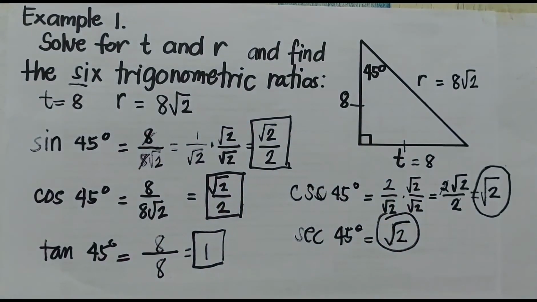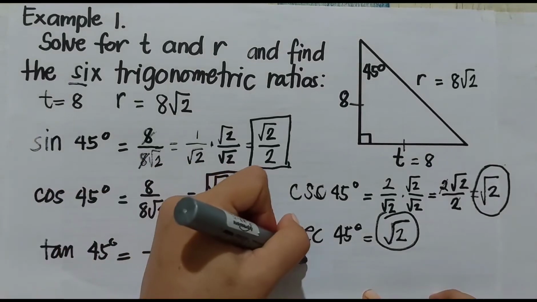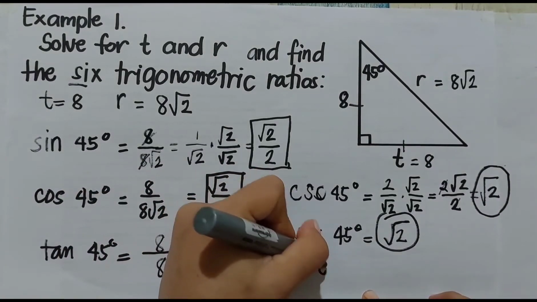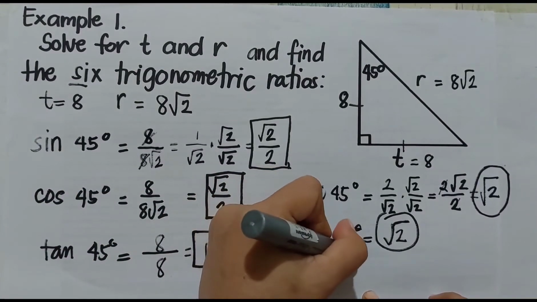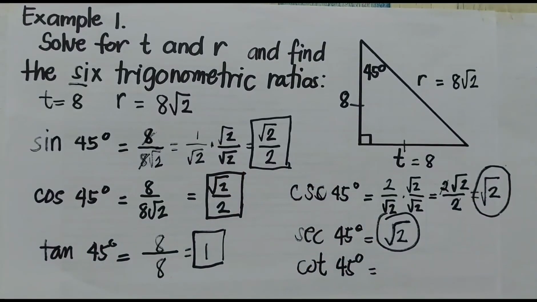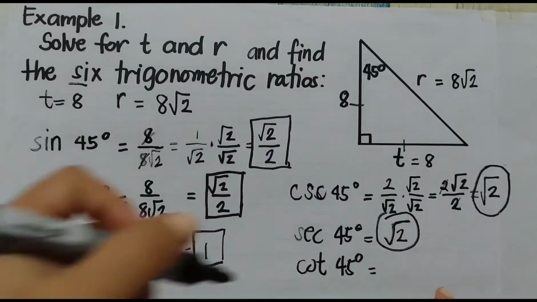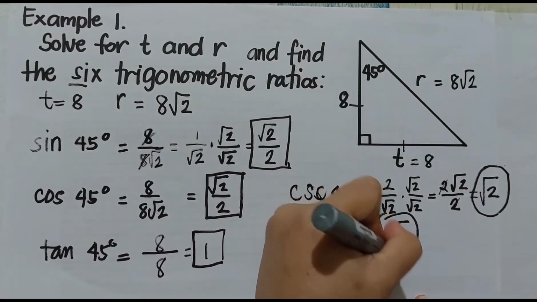What about the reciprocal of tangent? The reciprocal of tangent is cotangent. So, what is the reciprocal of 1? That is 1 over 1. So, even if we flip it, that is still equal to 1.